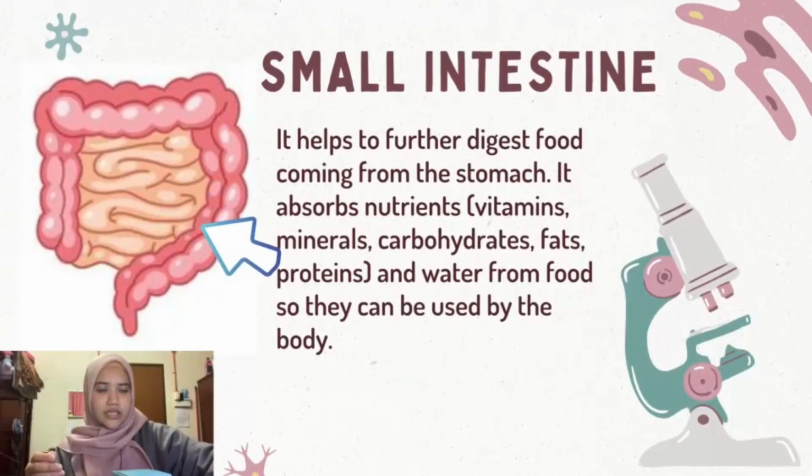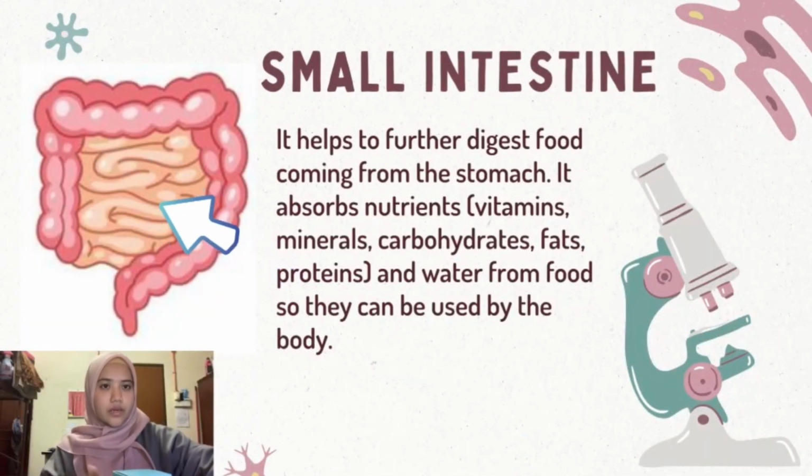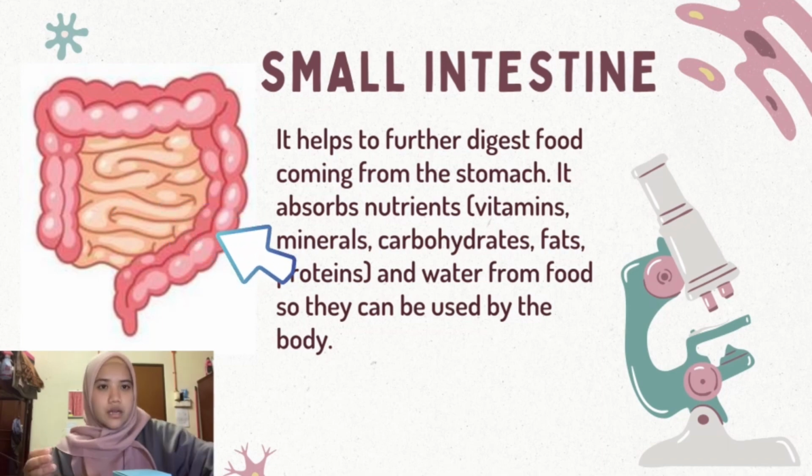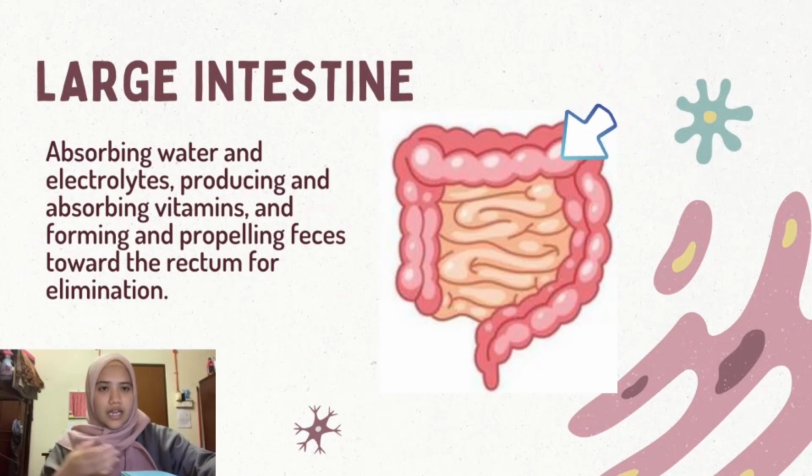Small intestine. It helps to further digest food coming from the stomach. It absorbs nutrients, which are vitamins, minerals, carbohydrates, fats and proteins, and also water from food so they can be used by the body. Large intestine.